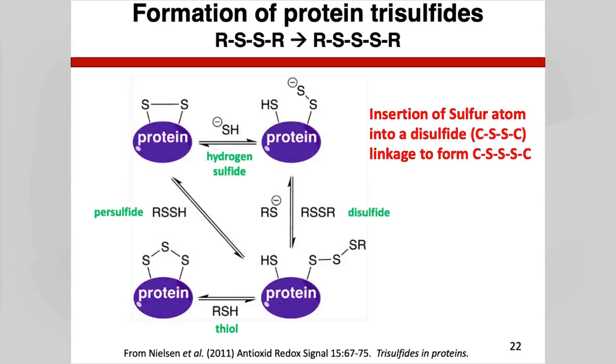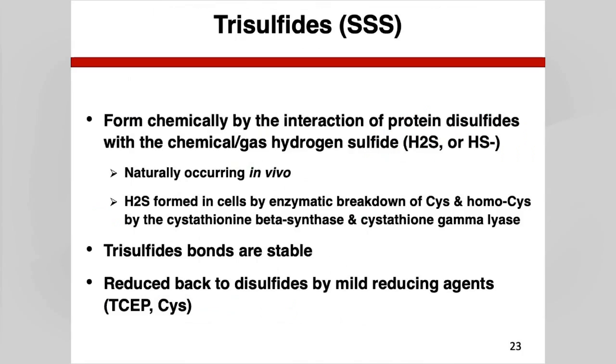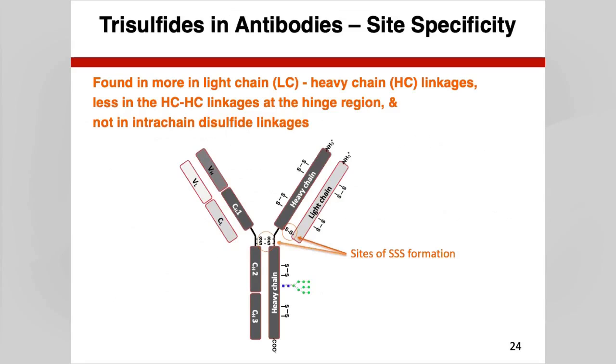This is a chemical reaction, but it occurs endogenously in the body through normal processes where the body, through the enzymatic breakdown of cysteine and homocysteine, results in the formation of hydrogen sulfide, which then, under appropriate conditions, can insert that sulfur into a disulfide bond to form the trisulfide. Trisulfide bonds tend to be stable, but they can be reduced back to the disulfide through mild reducing agents.